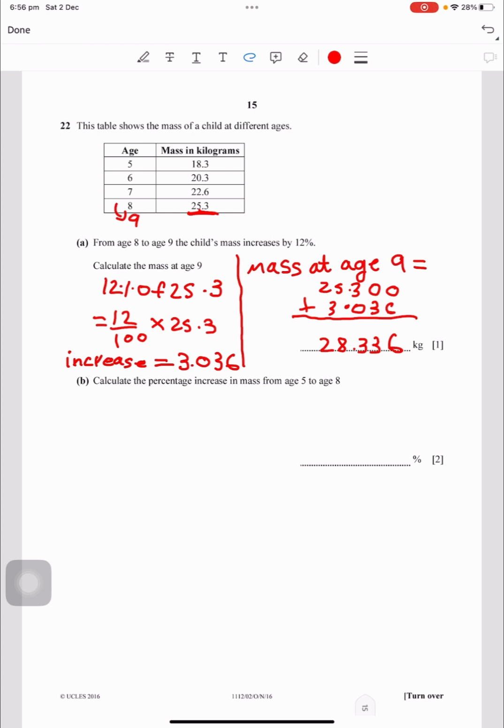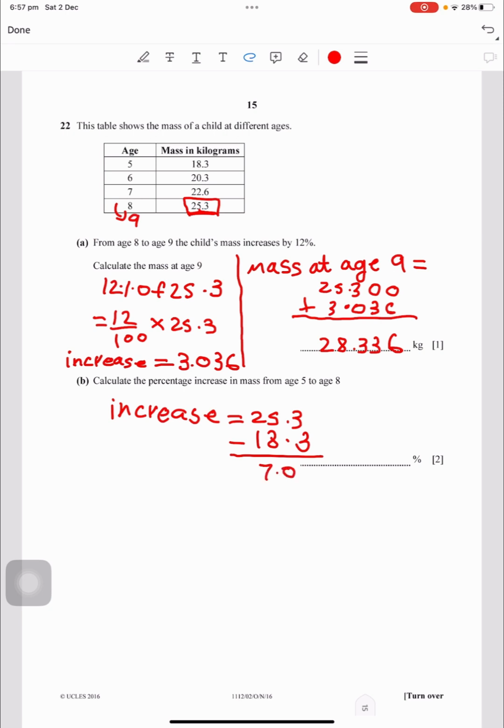Okay, so next, calculate the percentage increase in mass from age 5 to age 8. Okay, so the increase is equal to 25.3 minus 18.3. So right here, we'll minus age 5 from the number in age 8, as I said. Now, when we minus this, you get 7.